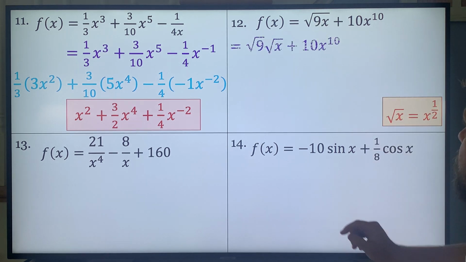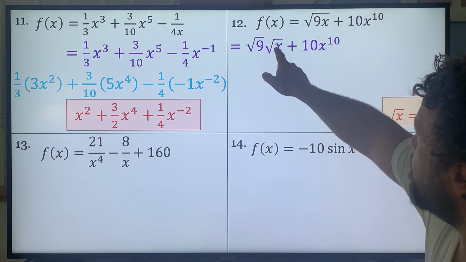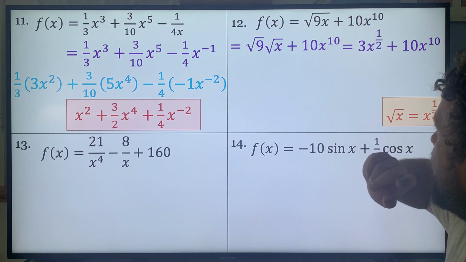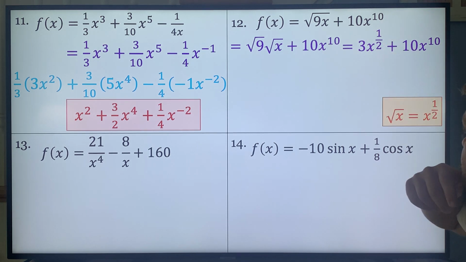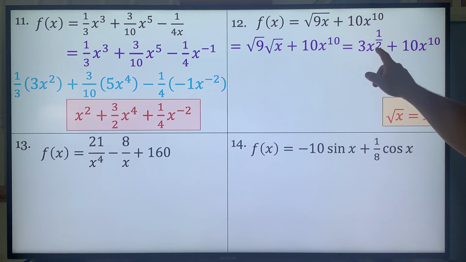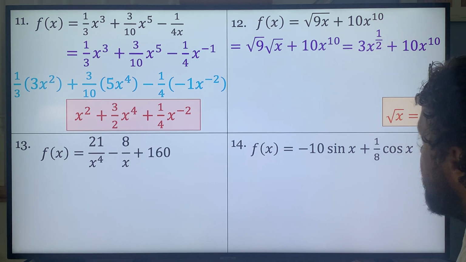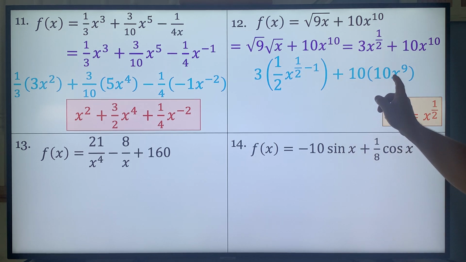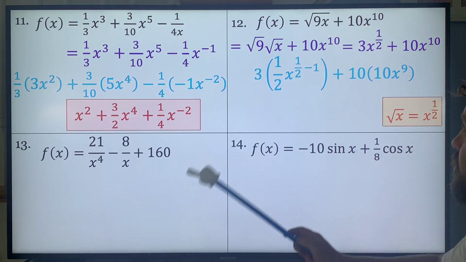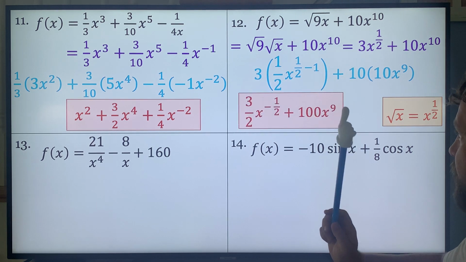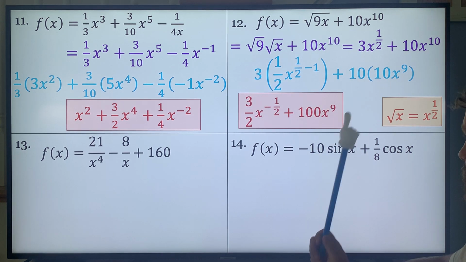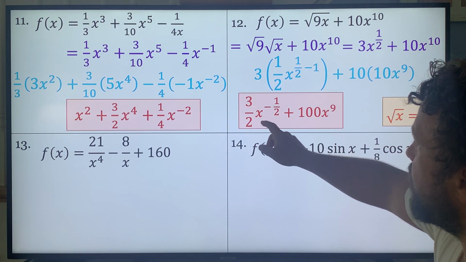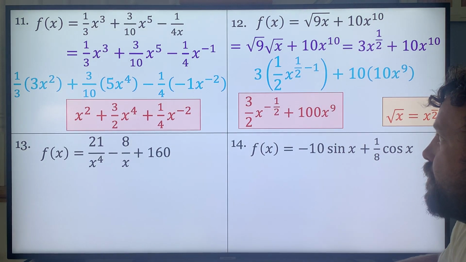So this becomes 3 x to the 1/2, plus 10 x to the 10. 3 x to the 1/2 plus 10x to the 10 stays there. All right. 1/2 minus 1 is -1/2, so this is 3 times 1/2 x to the 1/2 minus 1 plus 10 times 10x to the 9th. All right, this is 3/2 x to the -1/2, plus 100 x to the 9th. All right, also you could say 3 over 2 square root x plus 100 x to the 9th.